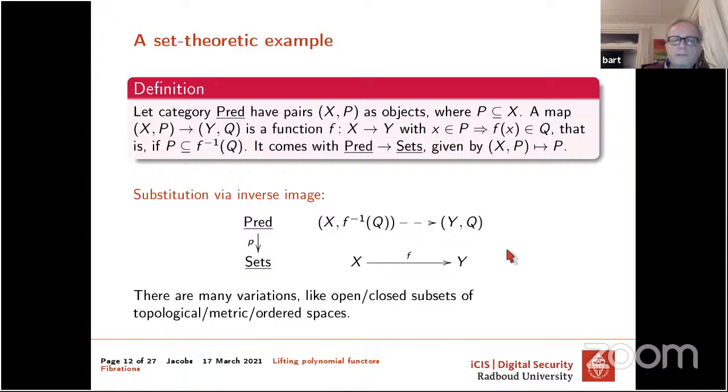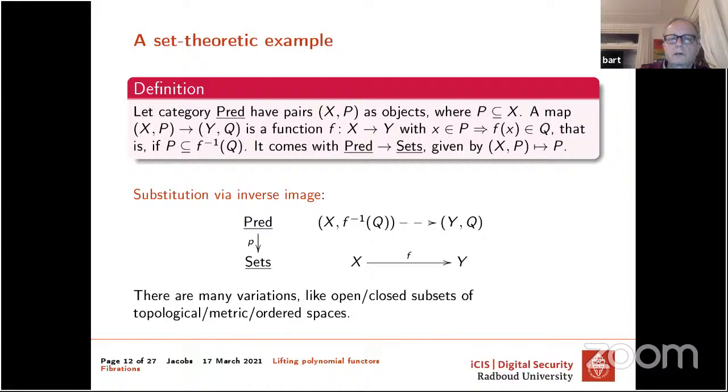There are many, many variations on this. Instead of sets, we can use topological, metric, or all kinds of ordered spaces. And as predicates, we can use open and closed subsets in various ways. And so in this way, very many models arise. Other examples: if you have an arbitrary category with pullbacks, you can take the sub-objects, forming a fibration in this sense. So taking the sub-objects generalizes this example of predicates over sets. And I guess you can do this for yourself. But for now, this suffices to give you an idea of what's going on here.